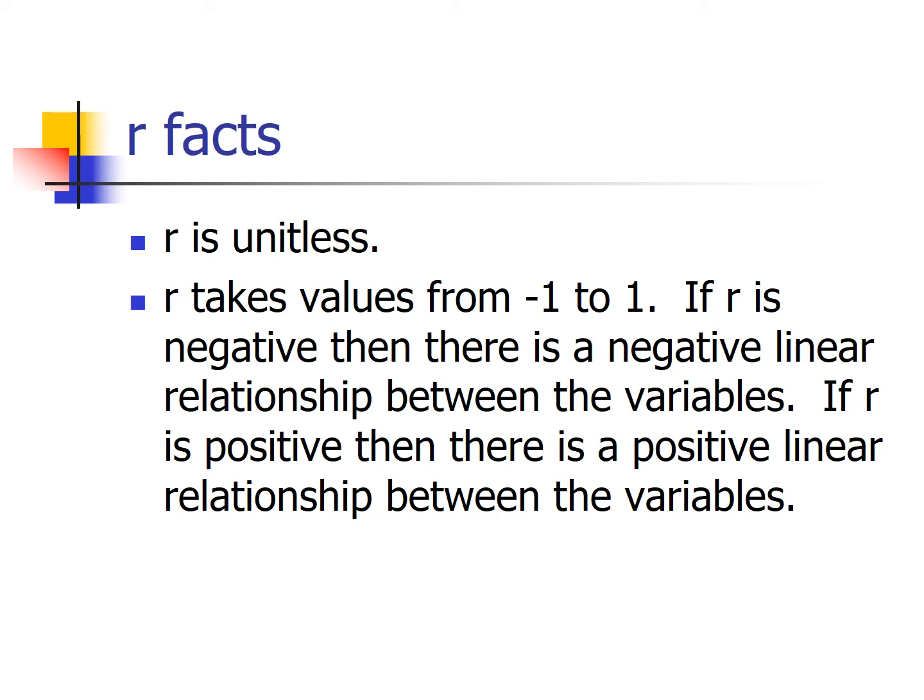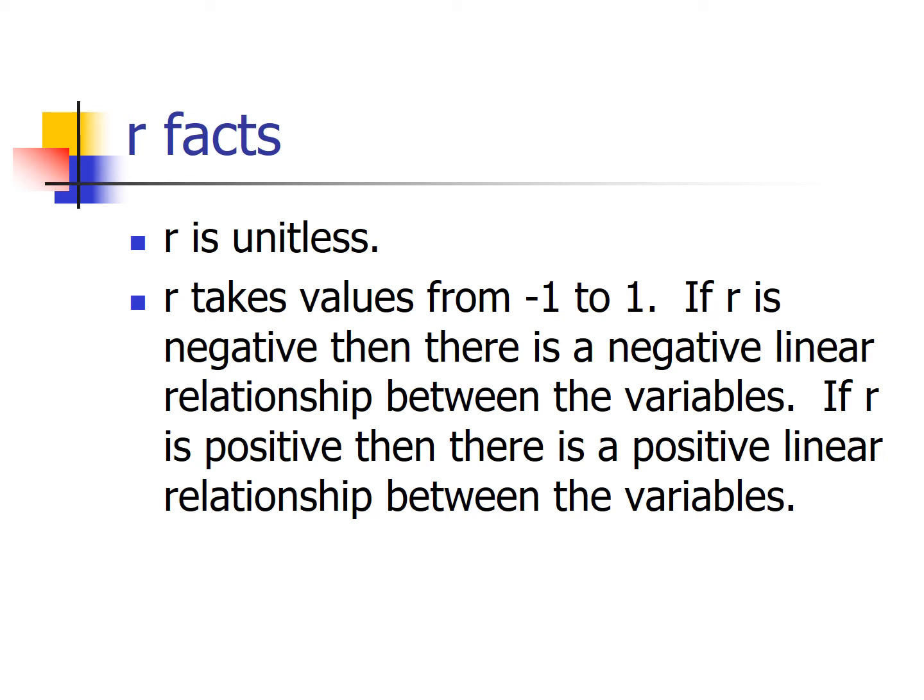r also takes values from -1 to 1. If someone tells you the correlation is 3, you say hogwash, correlation can't be 3. It can't be more than 1. If someone tells you the correlation is -1.2, you say balderdash, correlation can't be -1.2. It has to be between -1 and 1.